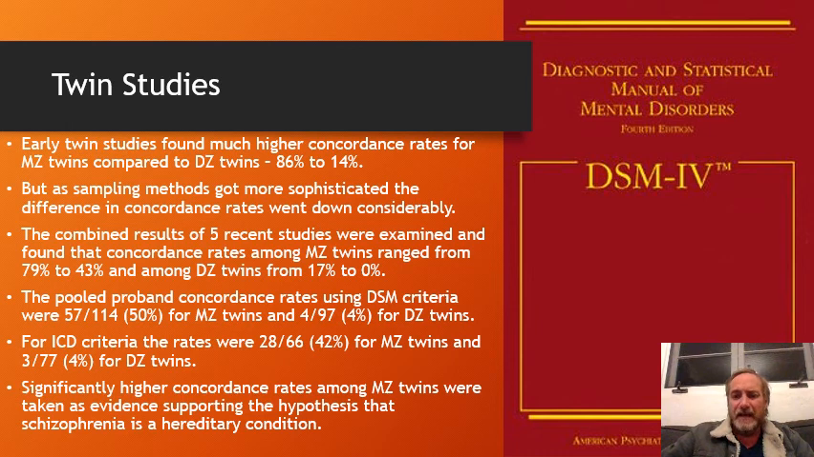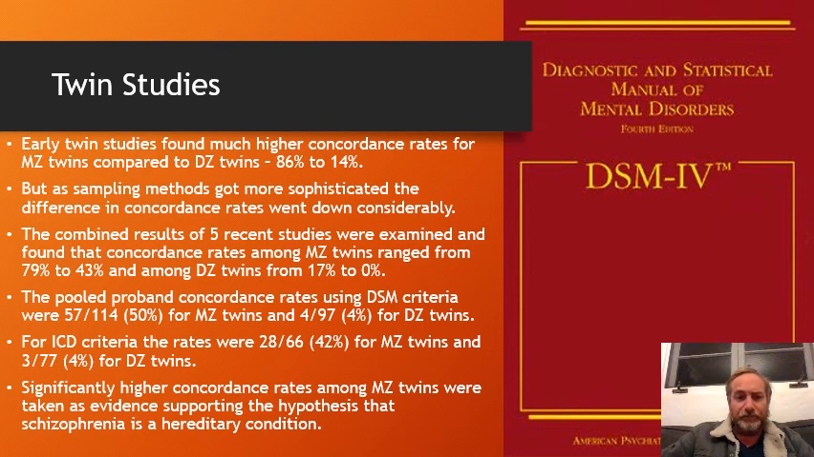The DSM is a book, a standardized way to diagnose mental illnesses, right? And the DSM is one way to do these diagnoses. There's another one called the ICD, and in this study they give the data for both ways of diagnosing these twins.